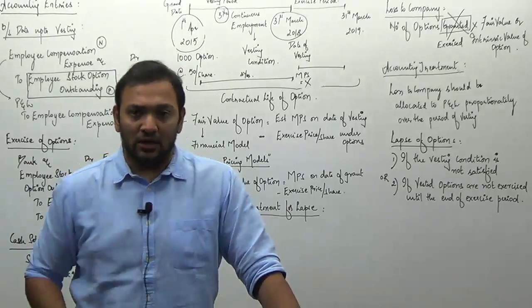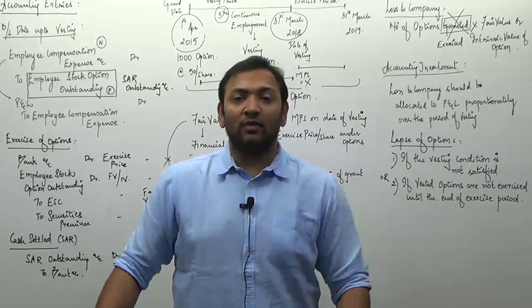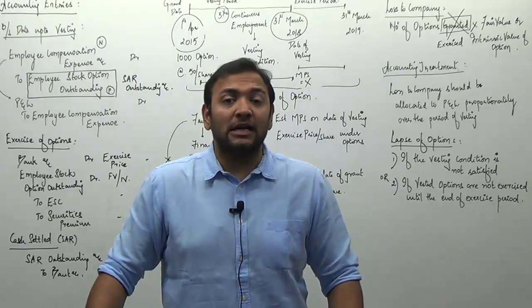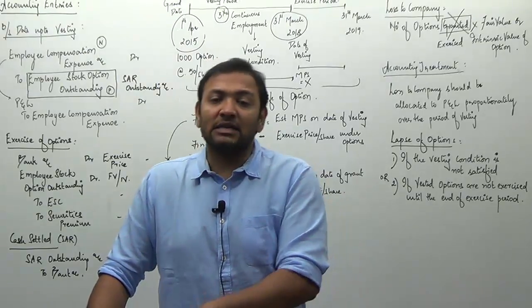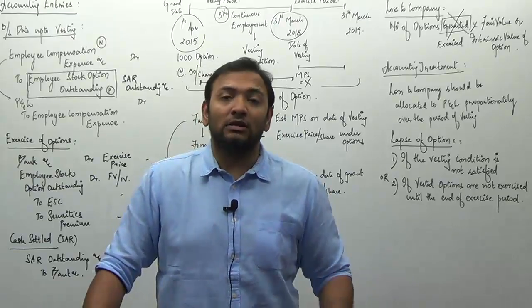First year I provided 2000. We came to the second year. Of the 100 options, already 20 have lapsed. So how many options are remaining? 80. What is the intrinsic value? Intrinsic value I said is 60 rupees. So 80 into 60 is only 4800.